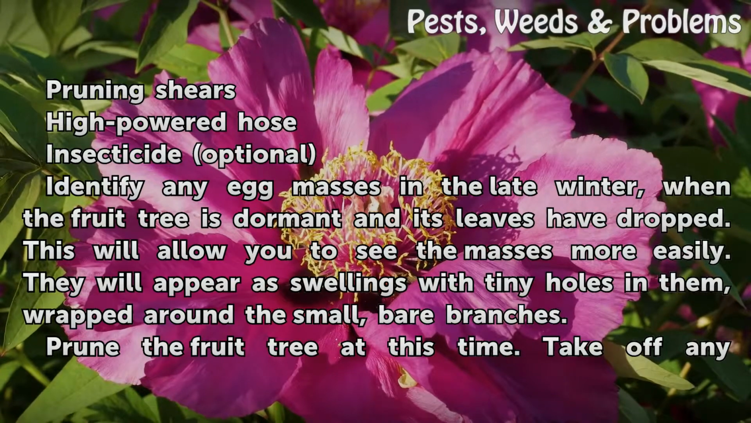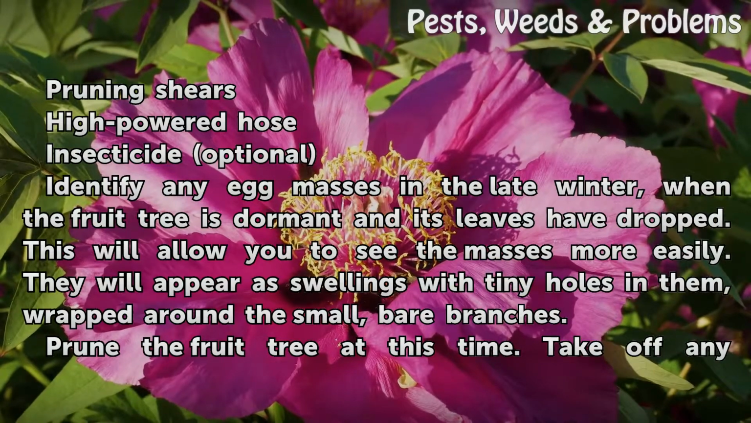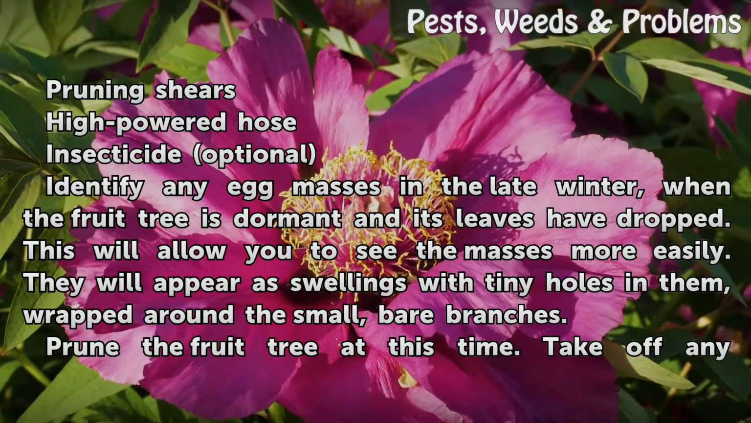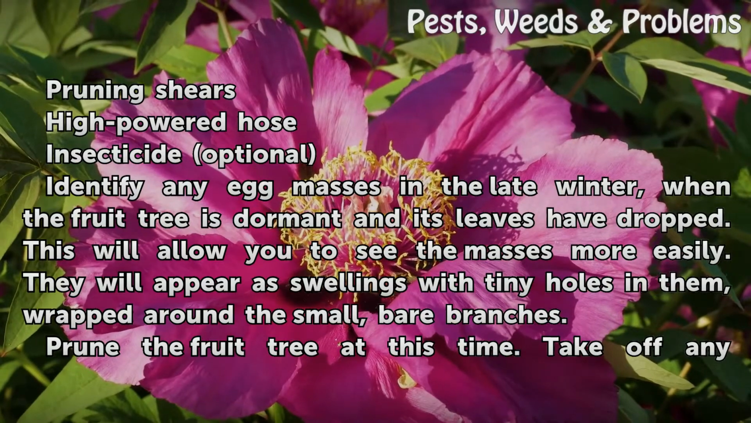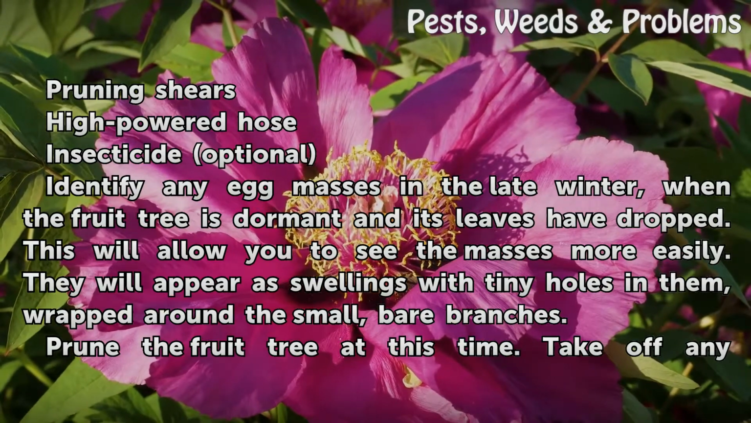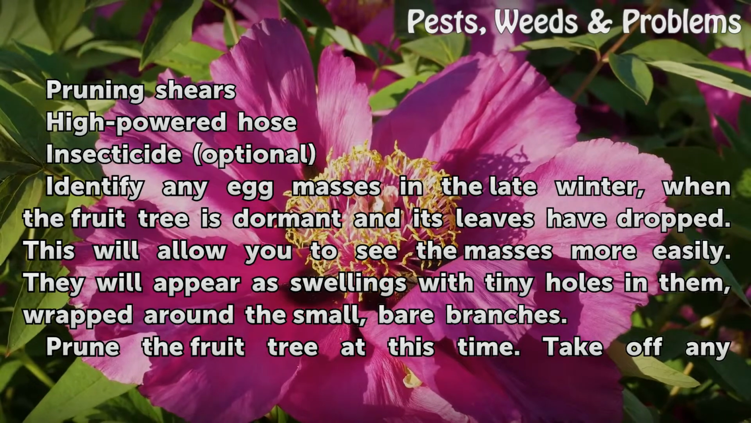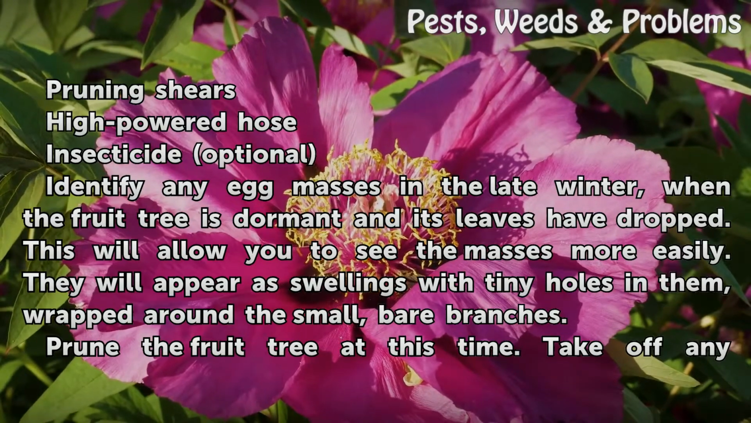Identify any egg masses in the late winter, when the fruit tree is dormant and its leaves have dropped. This will allow you to see the masses more easily. They will appear as swellings with tiny holes in them, wrapped around the small, bare branches.